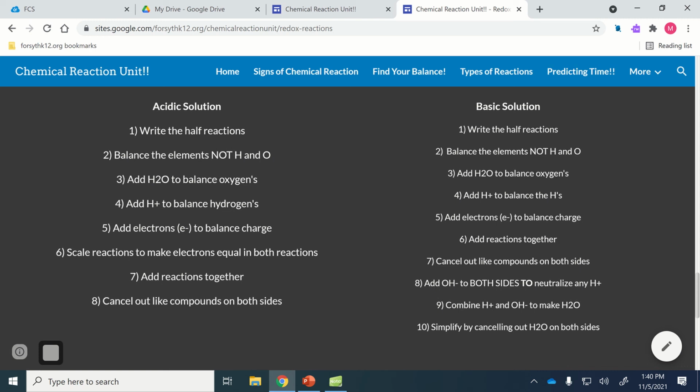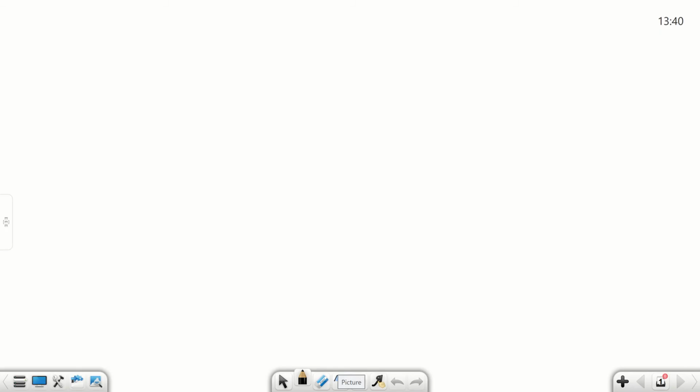Steps 6 and 7 is what you're doing, and well, actually, that's where we start switching it a little bit. But we then have to add the reactions together. Beyond that, after you add the reactions, you have that extra step with the basic solution where you add hydroxides to both sides of the reaction. So I'm going to go through one of each of these so you can see how this would all work. And I'm going to show you how the problems are that we're going to be doing in my class.